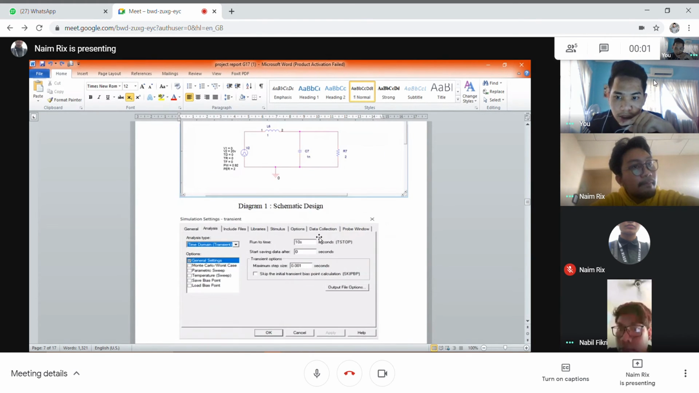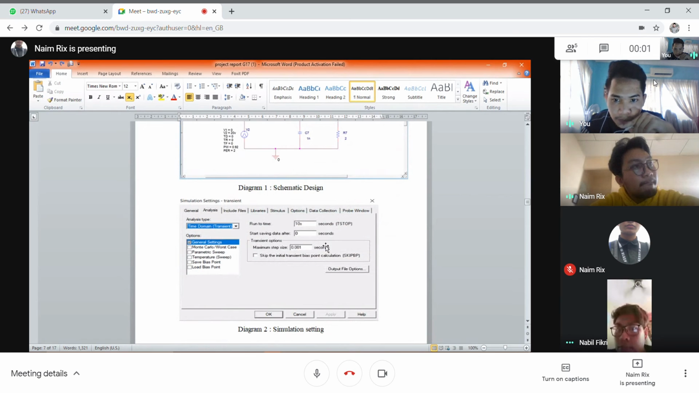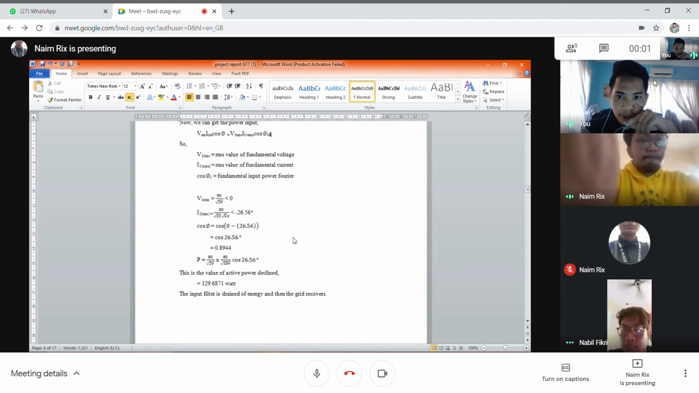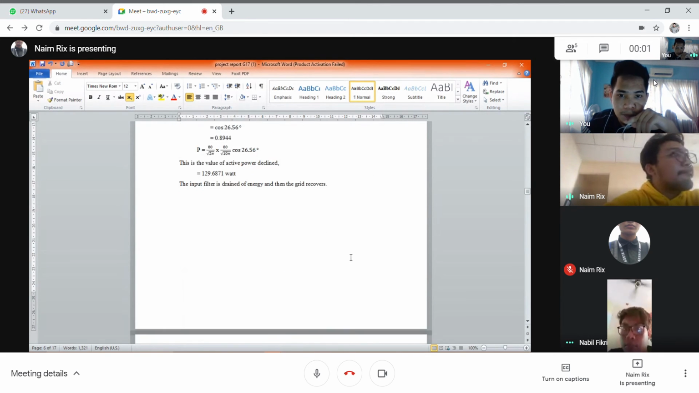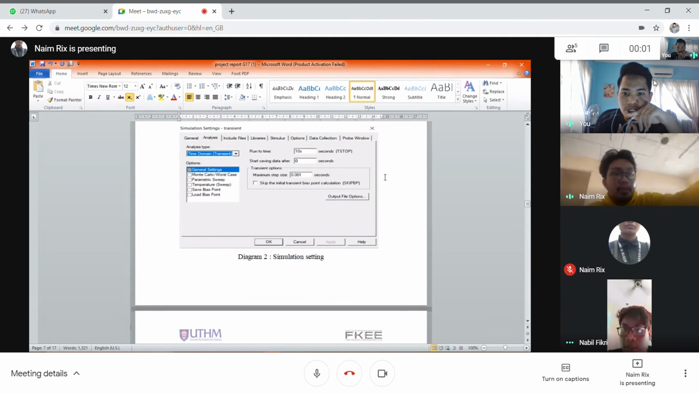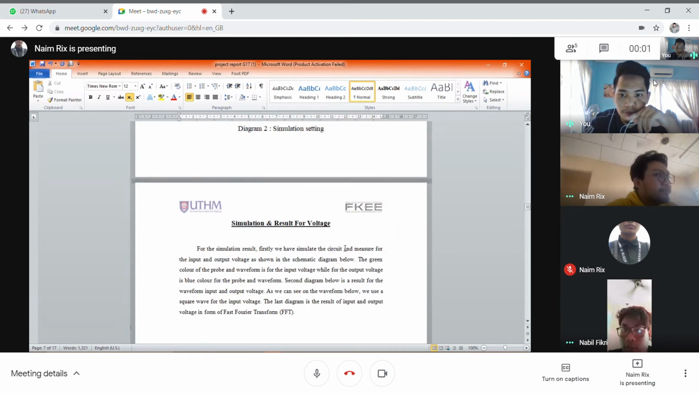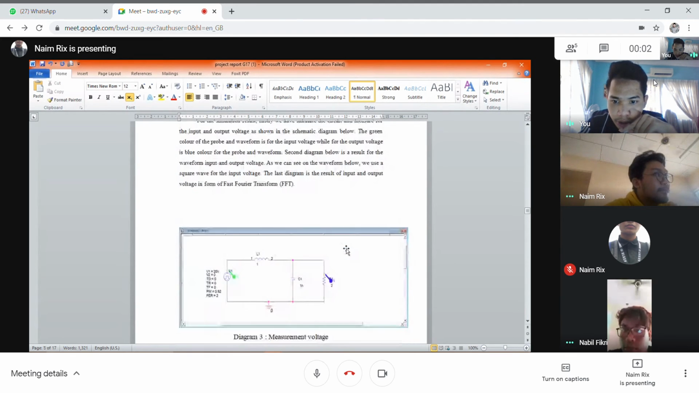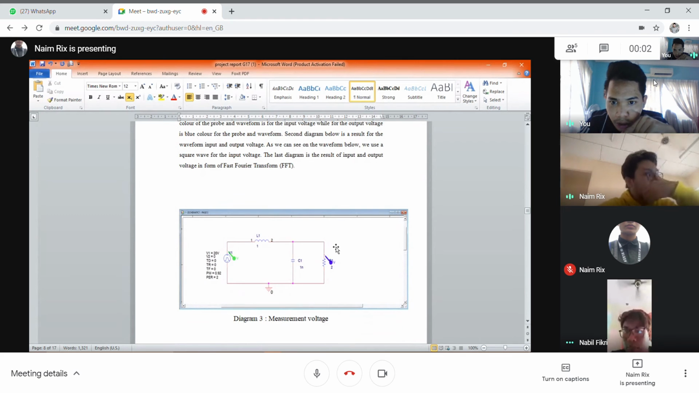Okay, for the simulation setting, as you can see in diagram 2, for the runtime, we put 10 seconds. And for the step size, we put 0.001 second. Okay, now I proceed to the simulation result for voltage. As you can see in diagram 3, there are two probes. The green probe is placed at V1 to measure the input voltage, and the blue probe is to measure the output voltage.